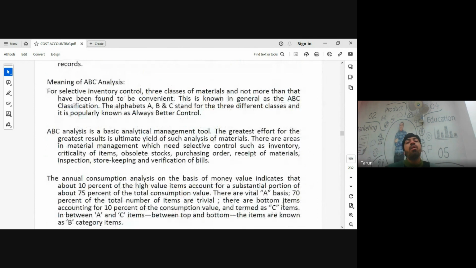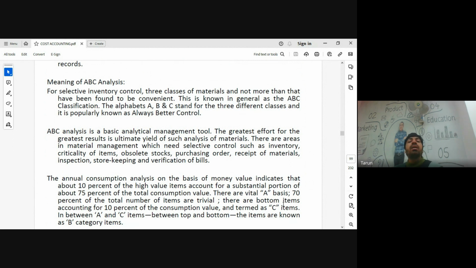this is also a very important point, how you classify these A, B, C items mathematically into percentages. What type of materials or what percentage portions will be involved in such items? So in the annual consumption analysis, on the basis of their money value, how much money has been received, how much sales has been done. So it depends. When we talk about the high level items, 10% of the high level items will be accounted.